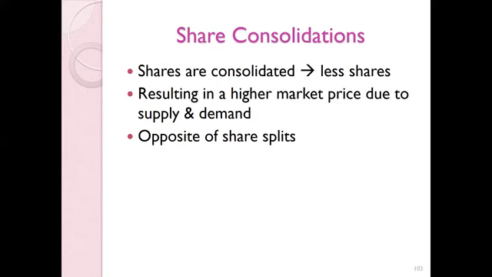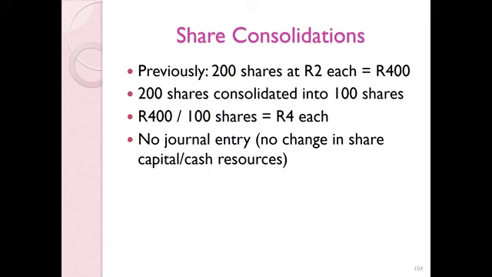Now, the opposite to a share split is what is known as a share consolidation. So shares are consolidated, which means ultimately you have less shares. Now, this is often something that would take place within an entity, because this is a way that, say you've reached your maximum authorized number of shares of 1 million shares. You could do a share consolidation and then only have 500,000 shares in issue, and then you can issue more shares. So it results in a higher market price due to supply and demand, and it is, of course, as we said, the opposite of share splits.